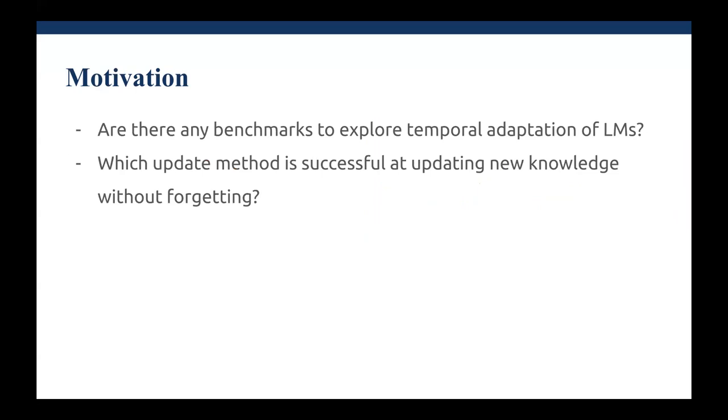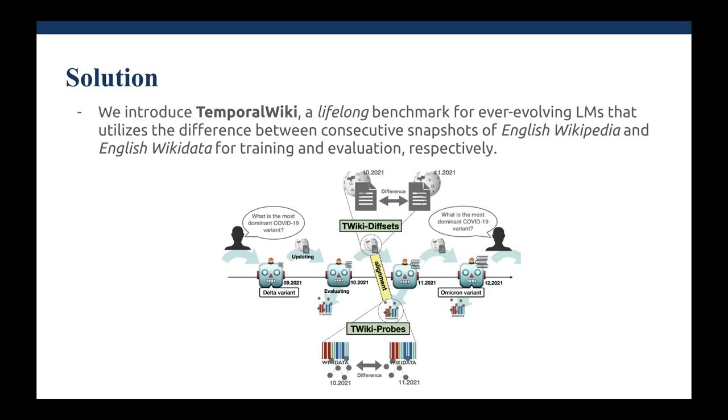To measure the balance between not forgetting old knowledge and obtaining new knowledge for each time period update, which is referred to as temporal adaptation, we need a public benchmark consisting of training and evaluation data. Also, the most successful method at updating new knowledge without forgetting should be explored. To address these motivations, we introduced TempoWiki, a lifelong benchmark for ever-evolving language models that utilizes the differences between consecutive snapshots of Wikipedia for training and Wikidata for evaluation. Therefore, as you can see in the picture, if a language model is successfully updated after December 2021, it would answer the dominant COVID variant case as Omicron instead of Delta.